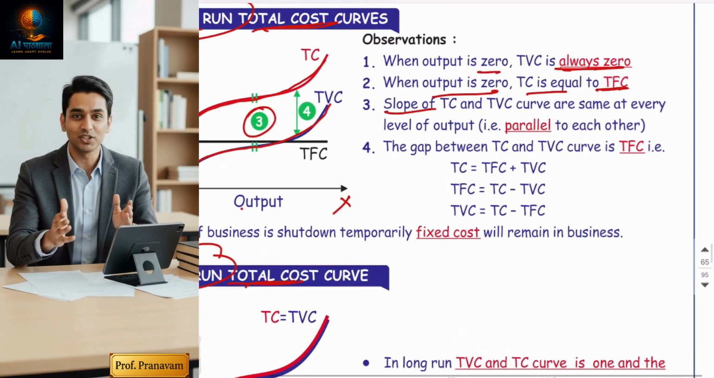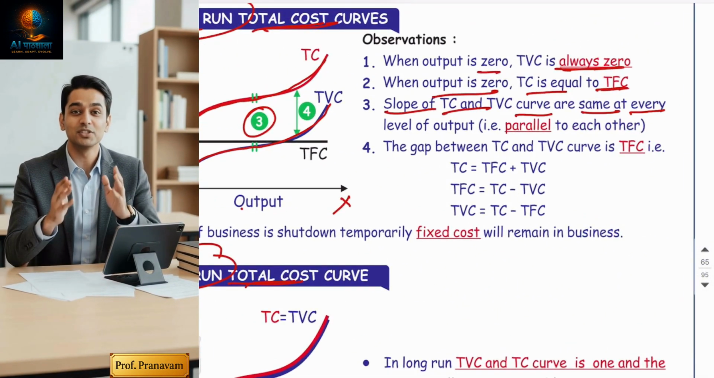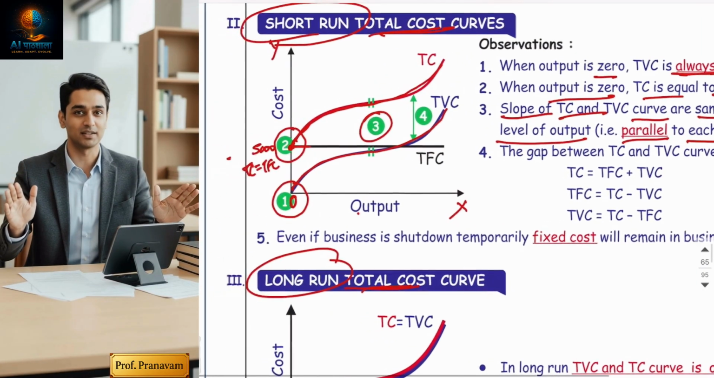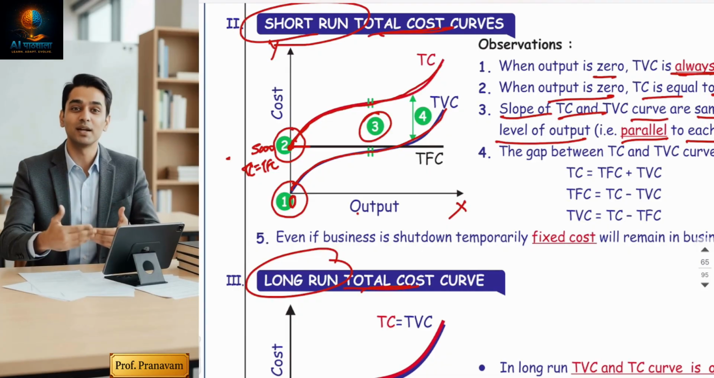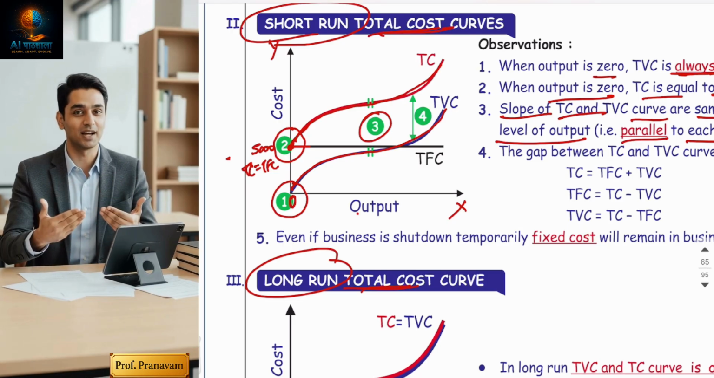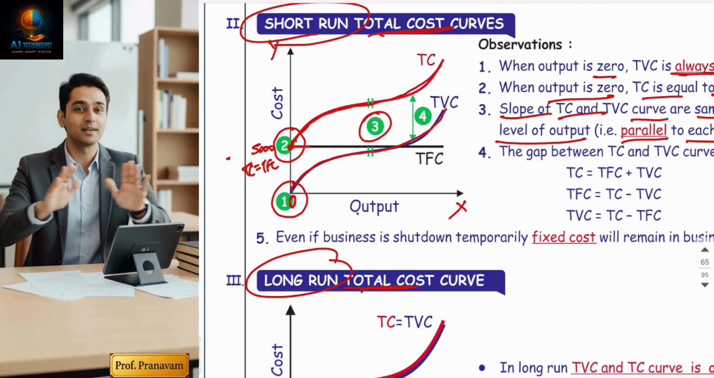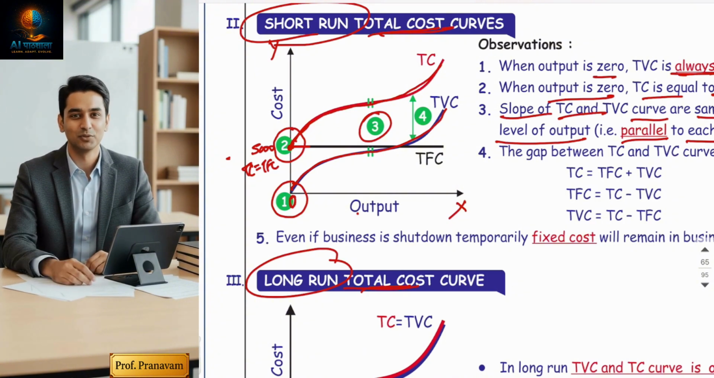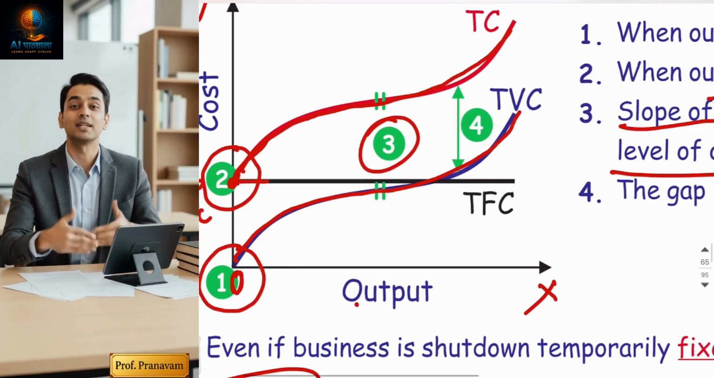The slope of the TC and TVC curves are the same at every level of output, that is, parallel to each other. You know why? Because total cost is increasing just because of variable cost. Total cost is a sum, so my total will increase just because of variable cost, because fixed cost never increases. It remains constant.